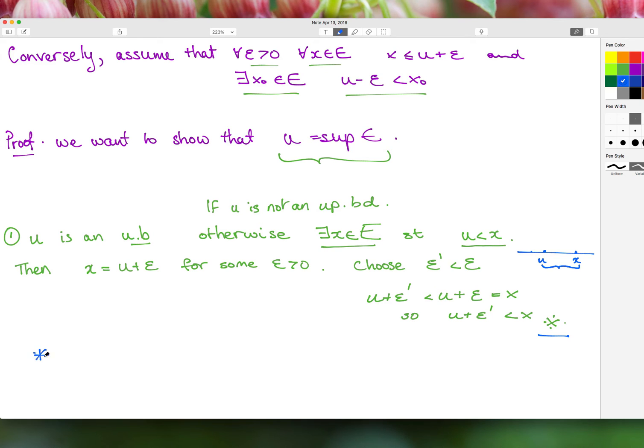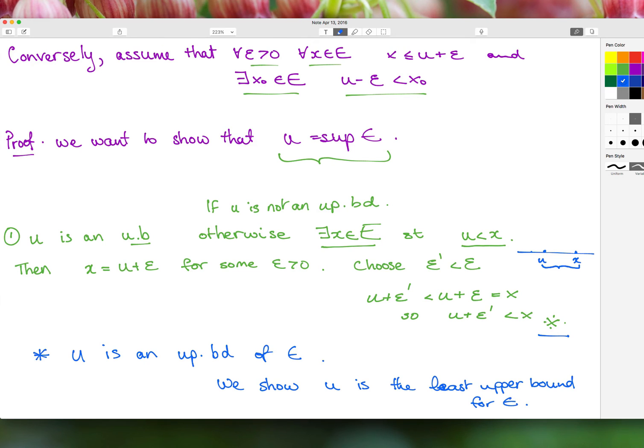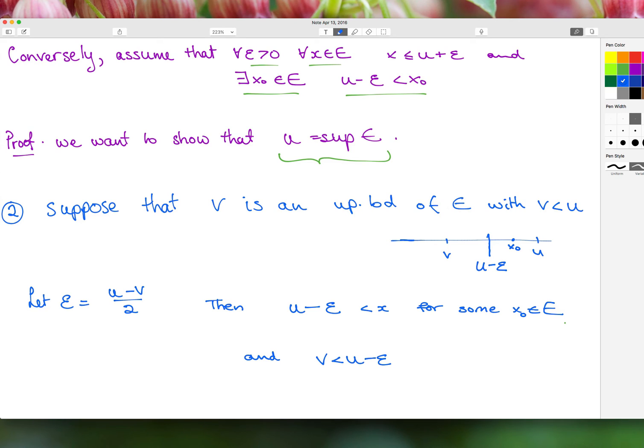So at this point we have U is an upper bound of E, and now we want to show U is the least upper bound. So to finish off the proof, we're going to show that U is the least upper bound.